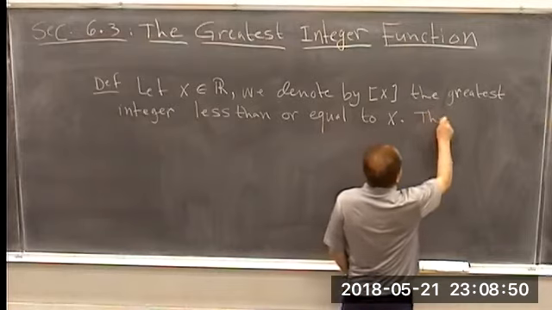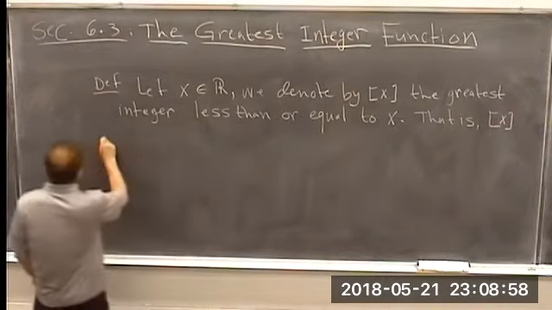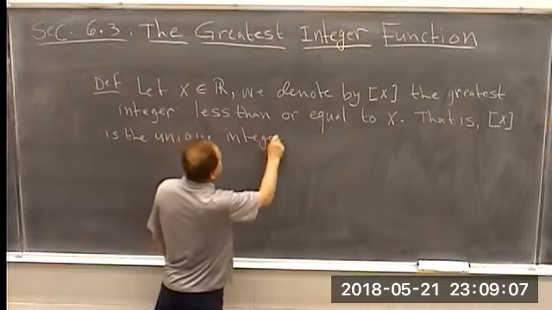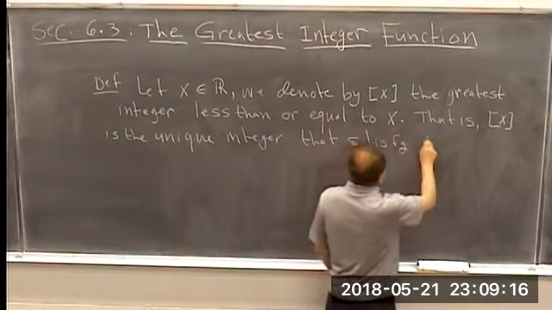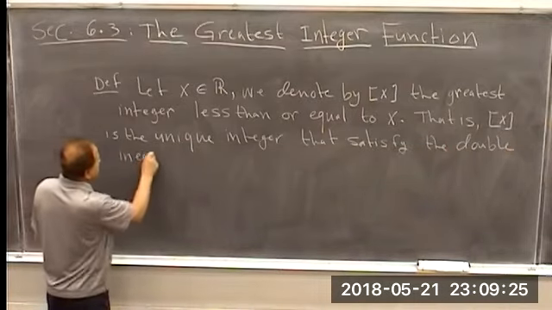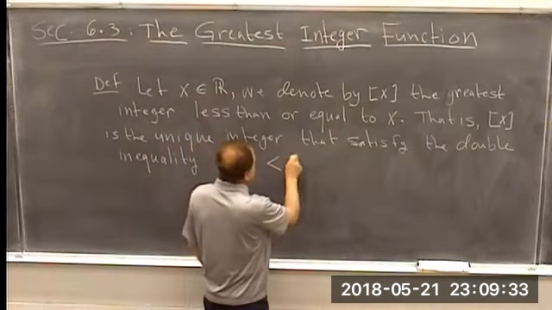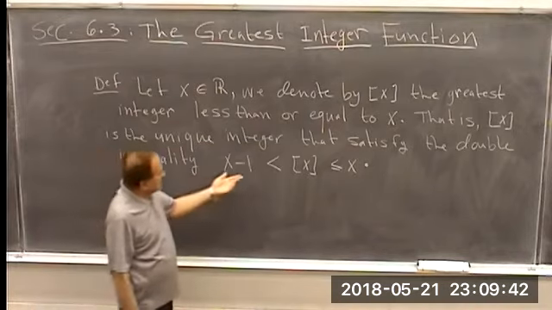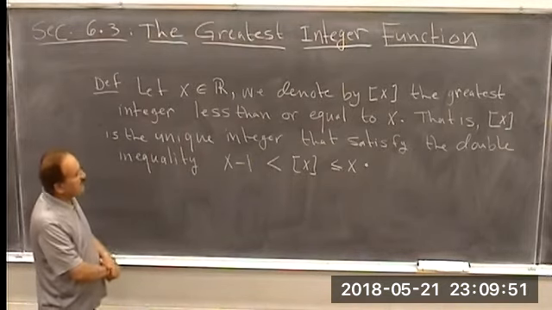that is, the bracket x is the unique integer that satisfies the double inequality x minus 1 less than bracket x less than or equal to x. So there is only one integer in this interval from x minus 1 to x, where x is actually any real number. So an interval of length actually 1.